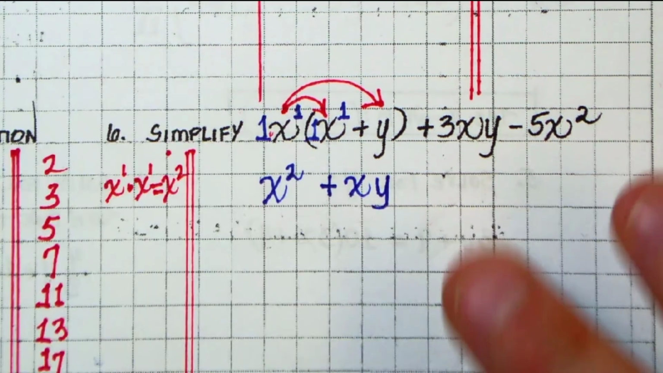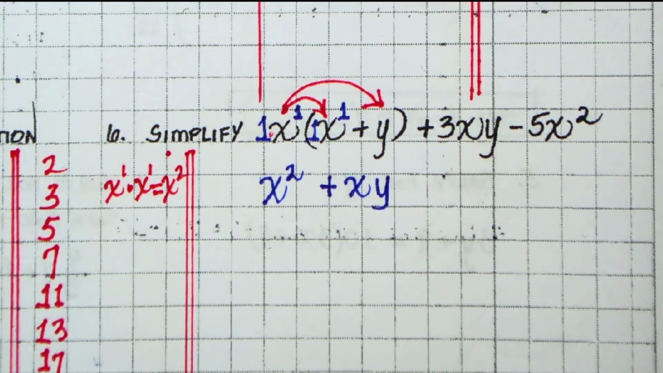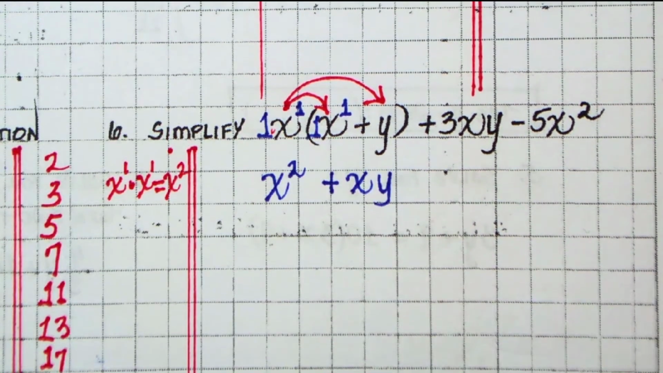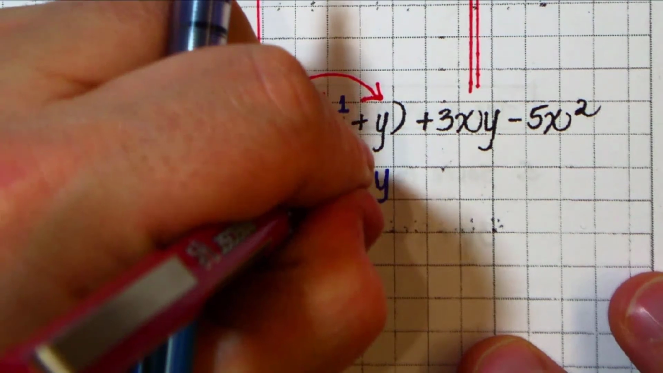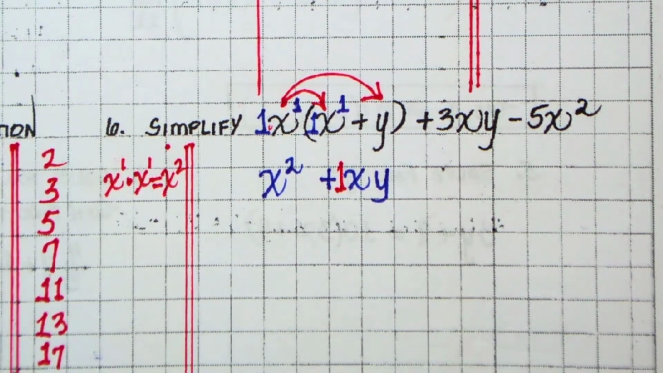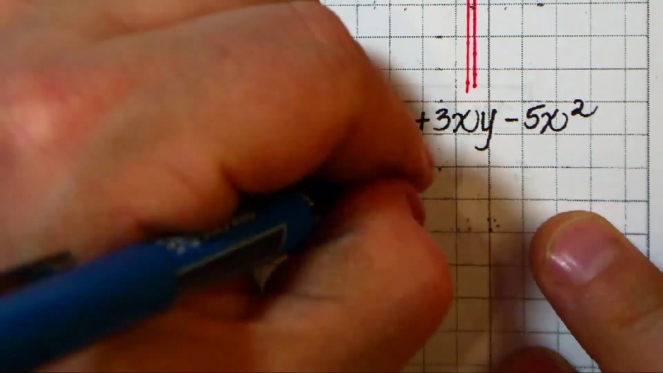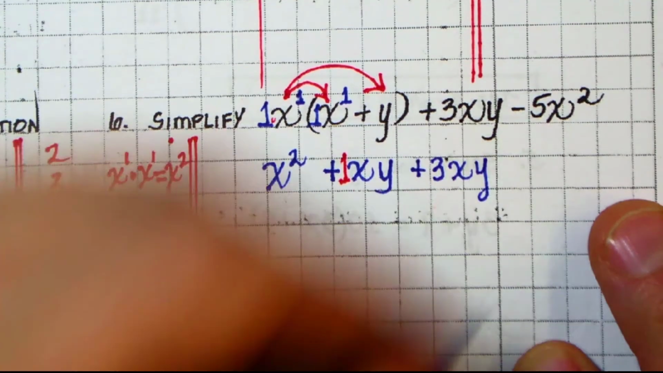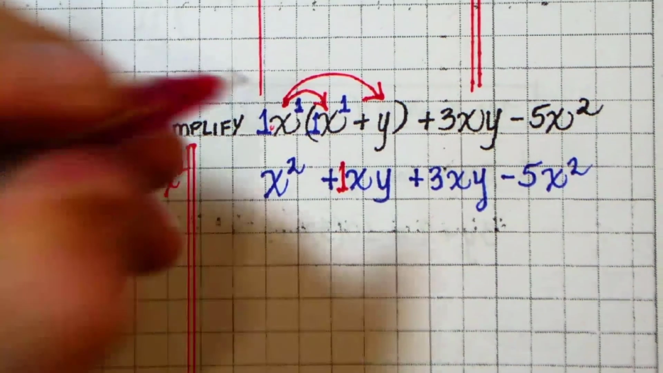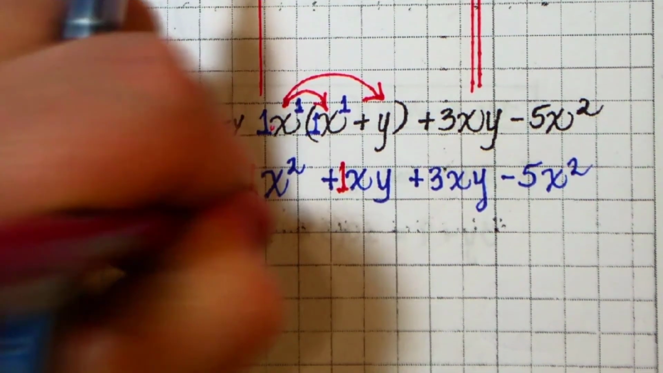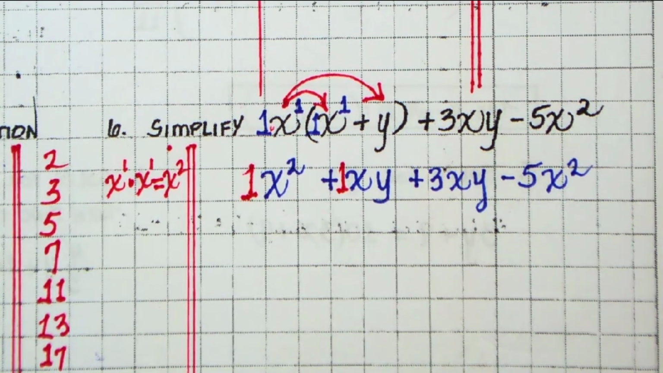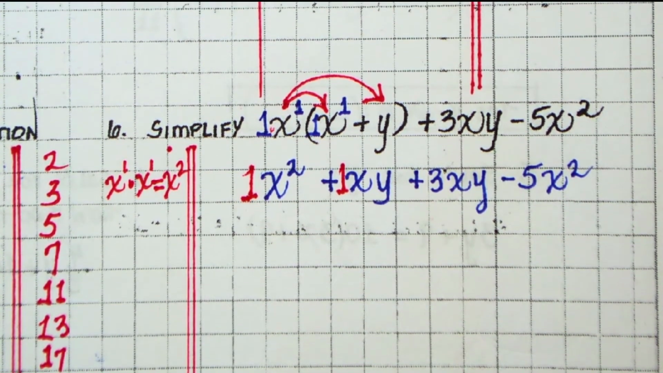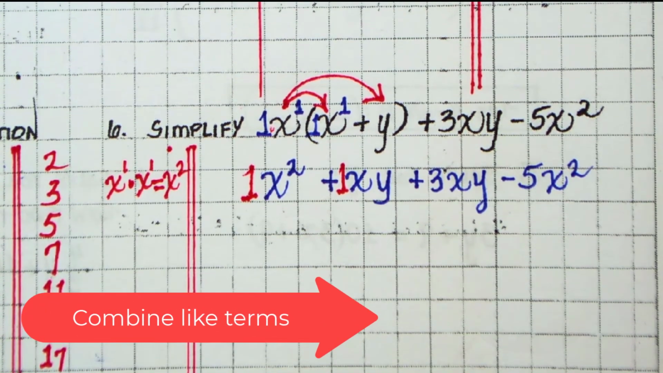Okay. Now, Andrew said put a 1 in front of the x. I'm going to tell you right now it's going to help you in this next step to put a 1 in front of the x. So go ahead and put a 1 there. Bring down plus 3xy minus 5x squared. Now, let's follow Andrew's advice and put a 1 in front of this x as well. So there's no x's that don't have 1s in front. Okay, now it's time to combine like terms.